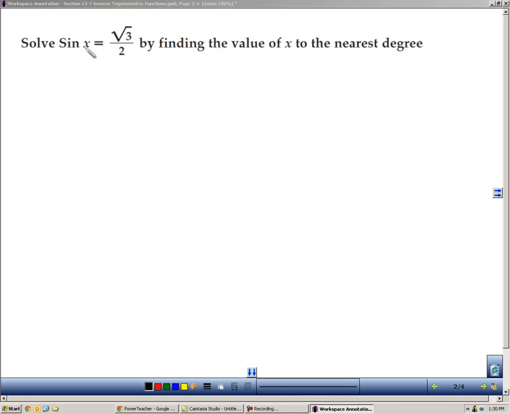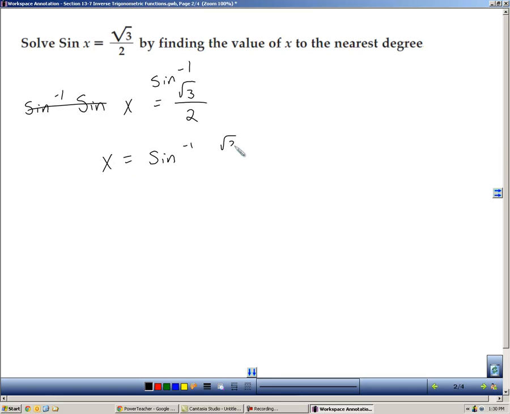In this problem we want to find x so that the sine of some angle is square root of 3 over 2. Now to do this with a calculator, you're going to have to isolate the x, and to do that you're going to have to take the arc sine, or the inverse sine of both sides, because inverse sine and sine are opposites and they cancel each other out. So we get the inverse sine of square root of 3 over 2, which you can plug into your calculator. If you do that, you're going to get x equals 60 degrees.